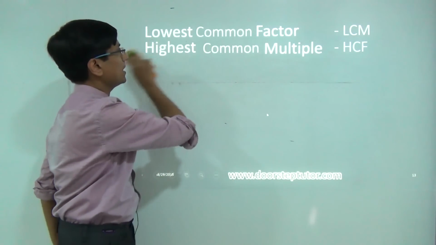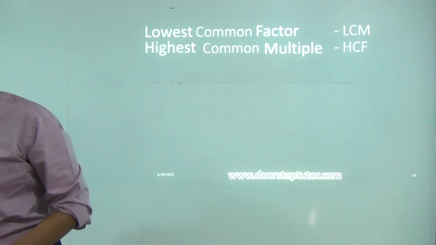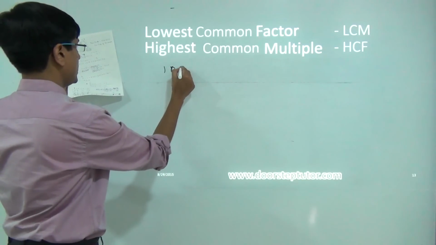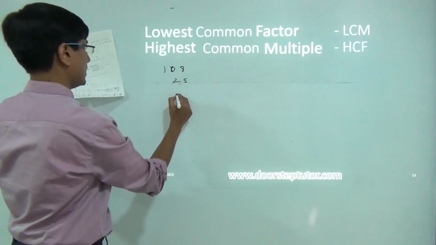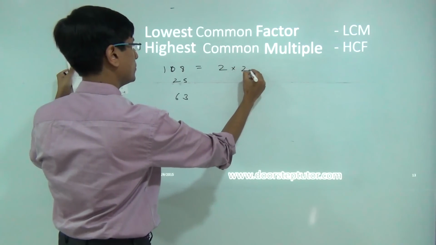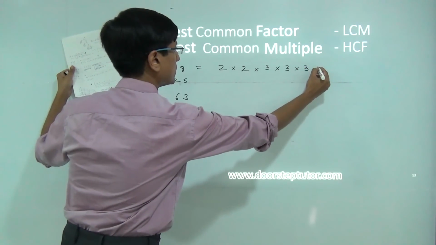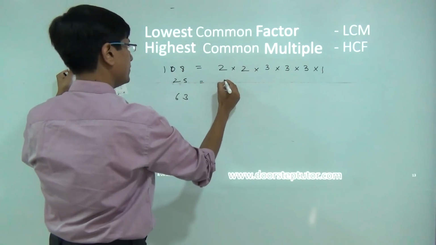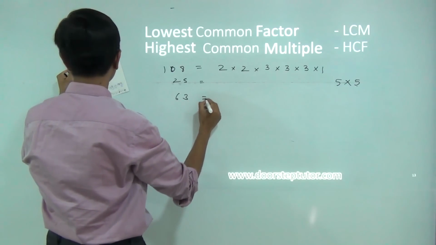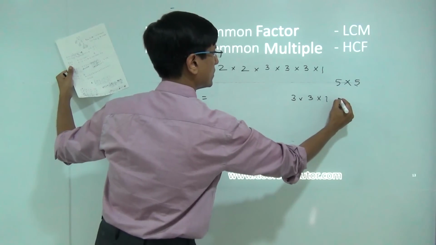Now let's take another example. I'm going to try to find the LCM and HCF of one more set of numbers using the prime factorization technique. So now let's take three numbers: 108, 25 and 63. 108 can be written as 2 into 2 into 3 into 3 into 3 into 1. 25 can be written as 5 into 5, and 63 can be written as 3 into 3 into 1 into 7.